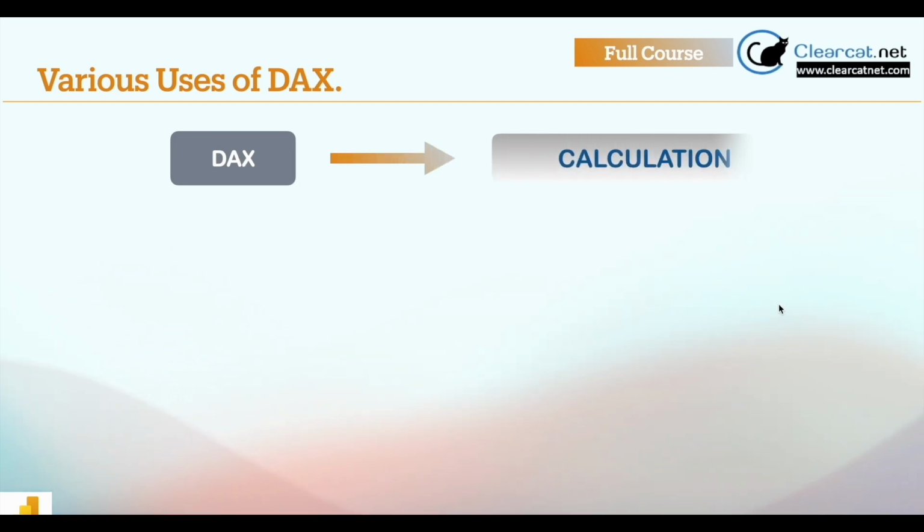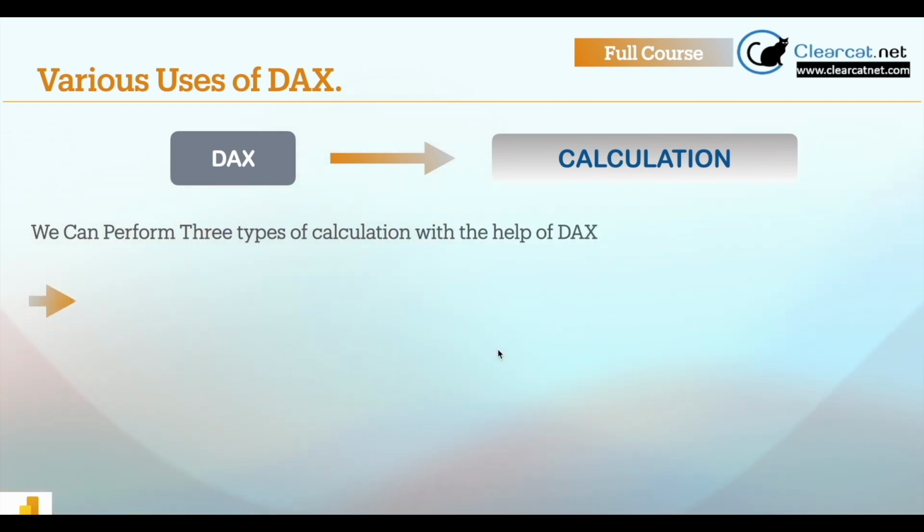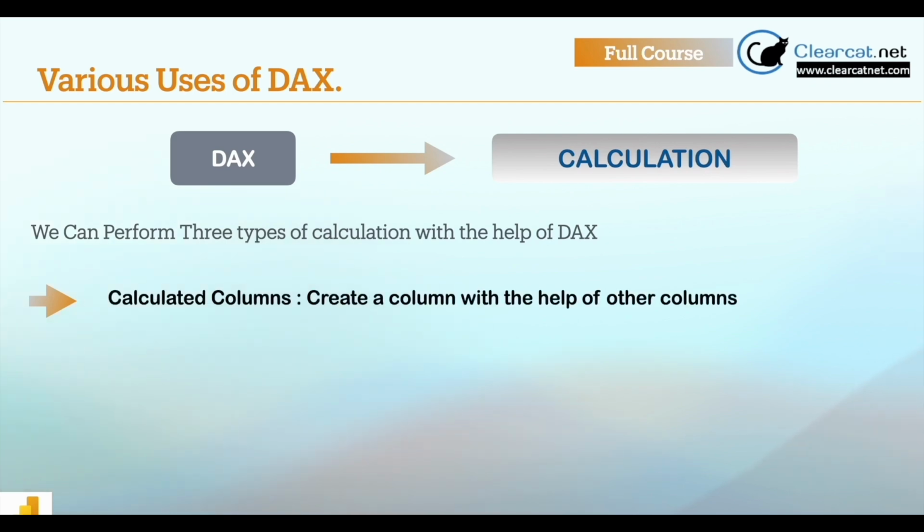Various uses of DAX. Till now we know that we are using DAX to make calculations. So all the things are going towards calculation. It may be with the help of columns, with the help of tables, or any other things in our Power BI. So we have three main calculations we are going to perform in our Power BI with the help of DAX. Calculated columns: create a column with the help of another column.